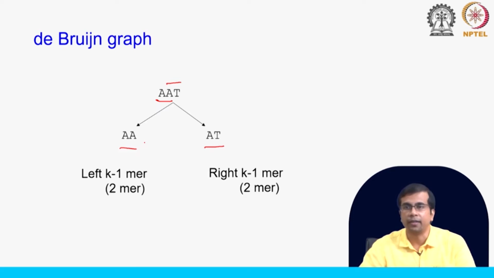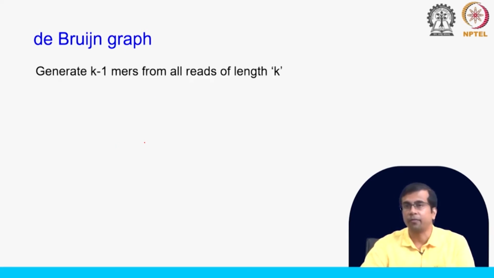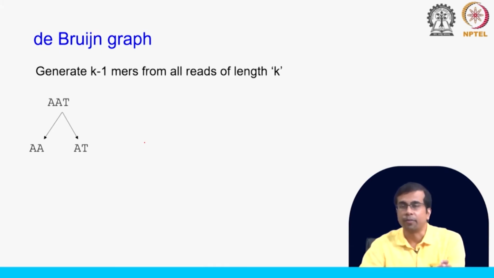It does not matter whether k equals 3 or k equals 5, we split the k-mer into (k minus 1)-mers. We will illustrate this with k equals 4 so you understand it better. Once we have done this, we generate these (k minus 1)-mers from all reads of length k. We take all these reads and split them into left and right (k minus 1)-mers for each of them. This is what we are doing in this step.